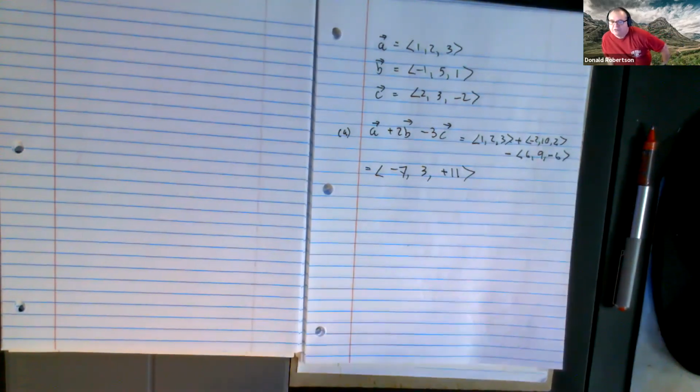And 1, add that, take away that, is -7, I believe. 2, add that is 12, take away 9, leaves me with 3. 3, add that's 5, take away -6, gets me 11. And I hope that that's the correct answer. Definitely the method is right.